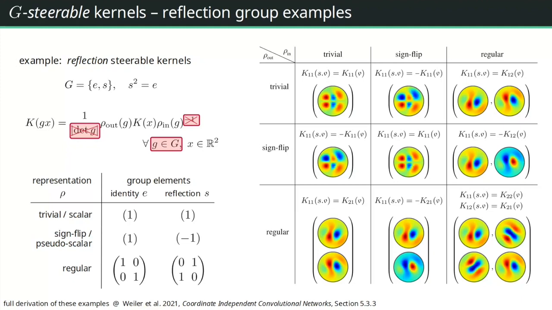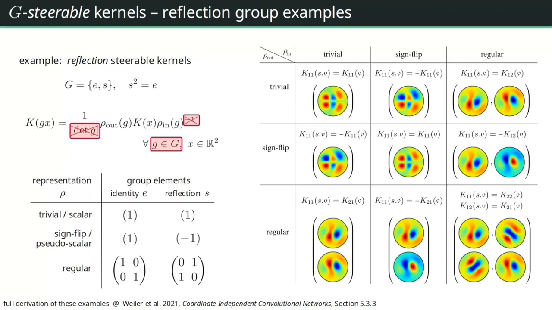And then finally, we have the regular representation of the reflection group, which has two channels, and it's a permutation representation, which just permutes or swaps your two channels if you're reflecting your image. So we have our image, which now has two channels, we reflect it, and then these two channels will also swap.